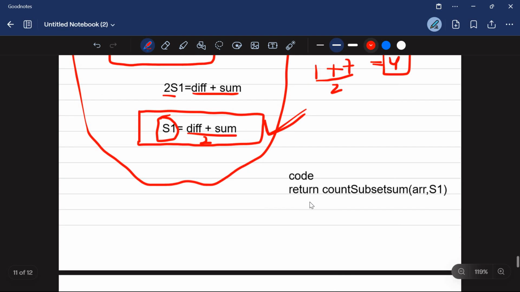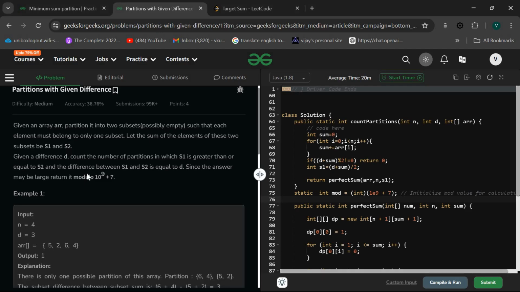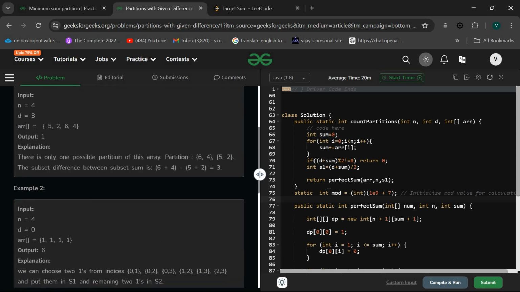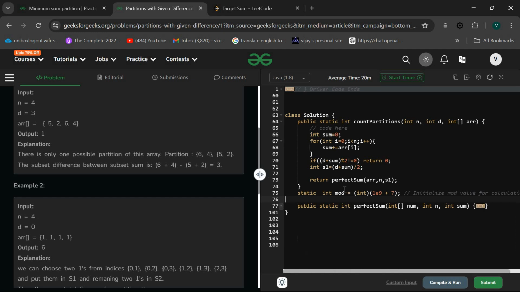So simply return count subset sum problem, and instead of sum here we can put S1 here. One line code, only one line code. I hope you understand. This is a tricky question. Yeah, this counts the sum.